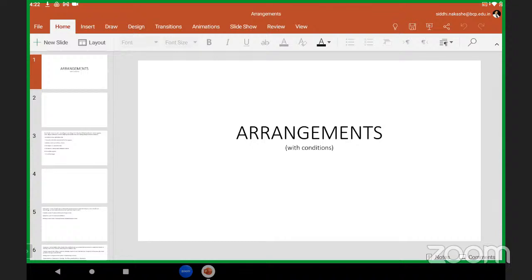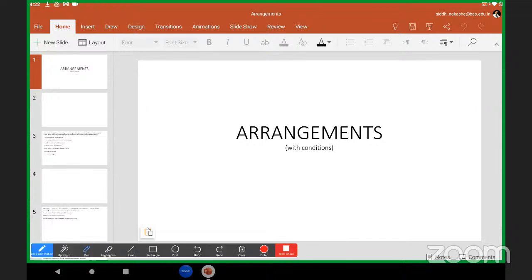Okay. So, today's topic is arrangements. In arrangements, there are various types. We'll be looking at linear arrangements with different terms. The first thing we talk about is linear arrangement, and linear arrangements are of two types.